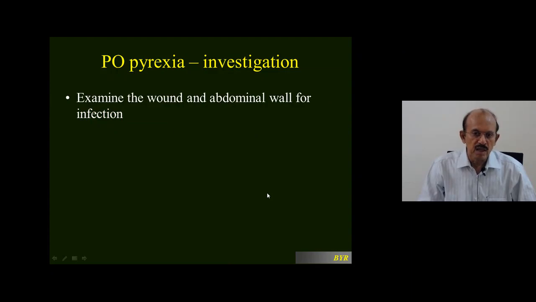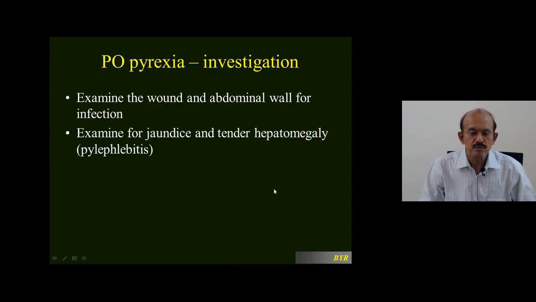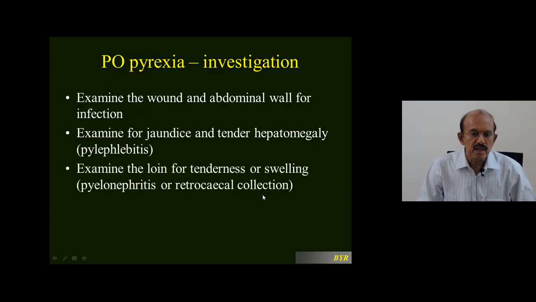First, you examine the wound and abdominal wall for any infection. Examine for jaundice and tender hepatomegaly. That is called pylephlebitis. That means the portal vein radicals are inflamed. That produces jaundice and tender hepatomegaly. That means the infection from the site of appendectomy has spread through the portal vein tributaries into the portal vein. Examine the loin for tenderness or swelling. That may be due to pyelonephritis or due to retrocecal collection.